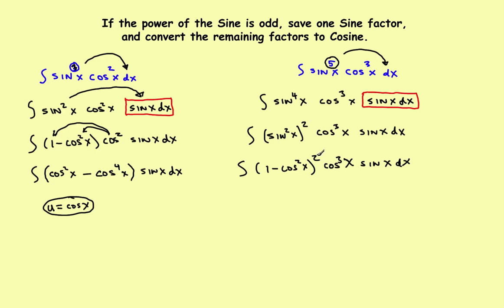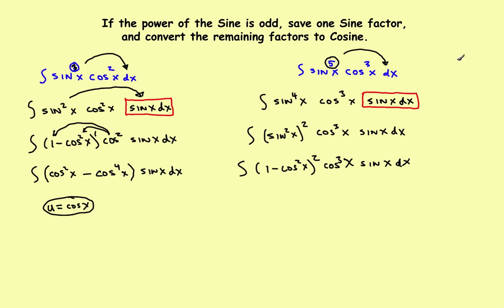Now the reason this one's going to take a little bit more work is right here. On the previous one, you had 1 minus the cosine squared of x to the 1st power, so you didn't have to FOIL it. You just changed it into that. But here what you've got is 1 minus the cosine squared, the quantity squared. So you have to think of it as 1 minus cosine squared times 1 minus cosine squared.